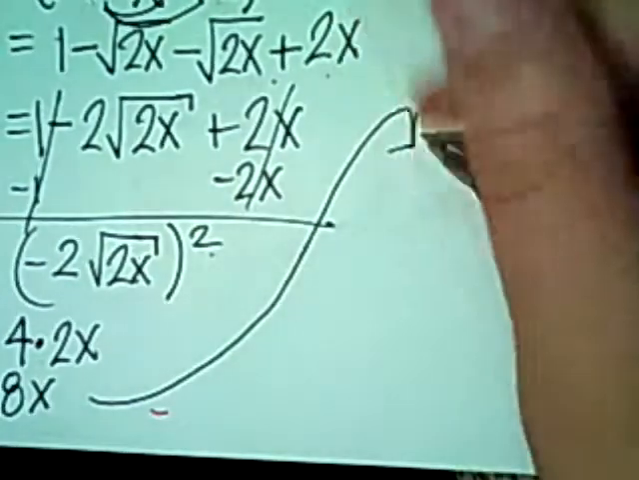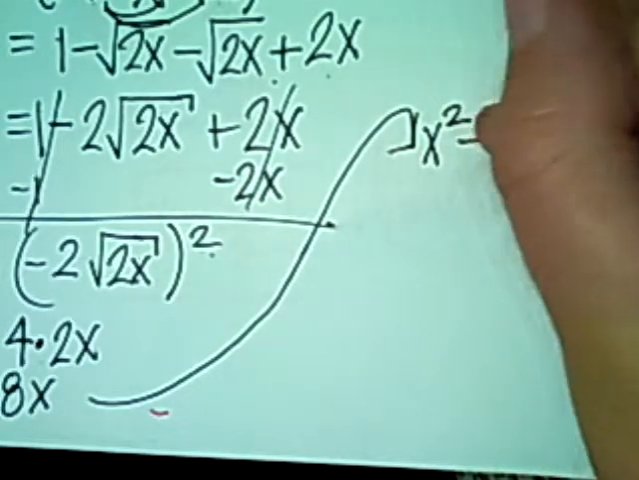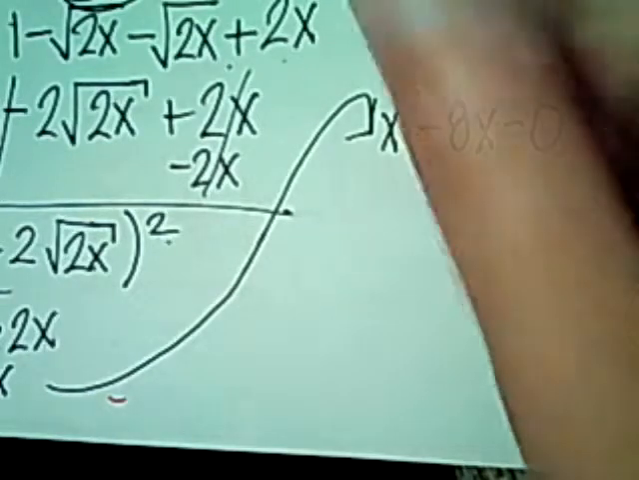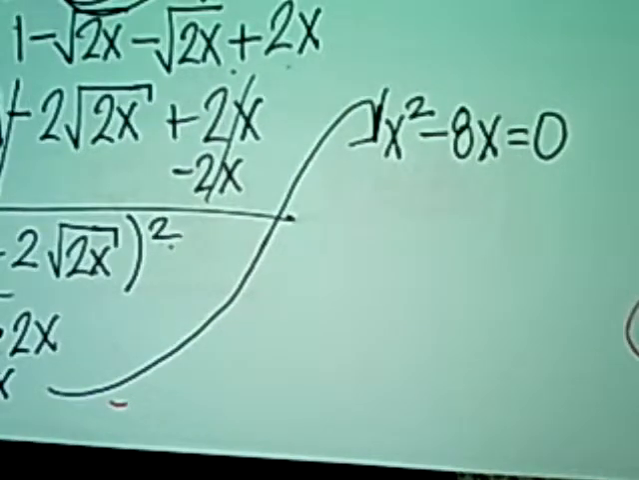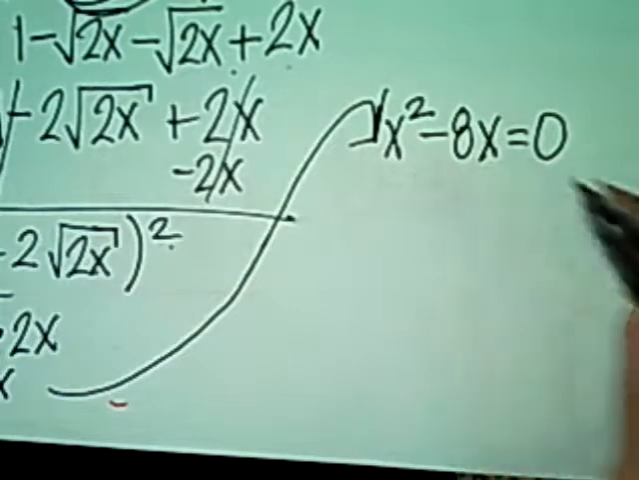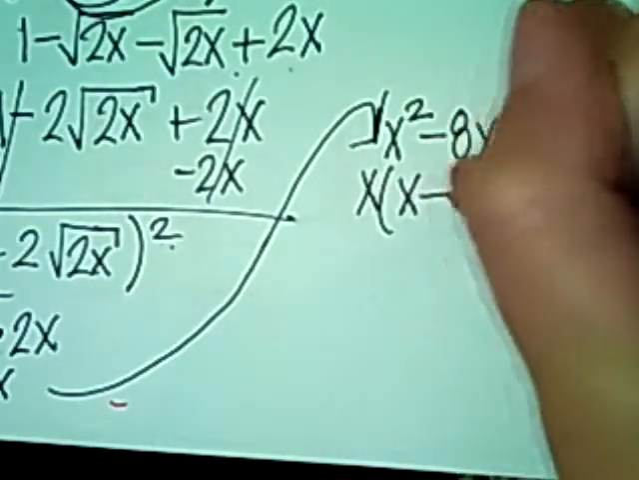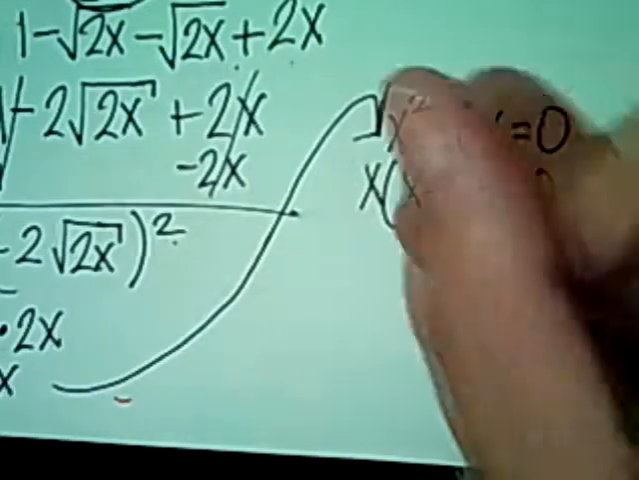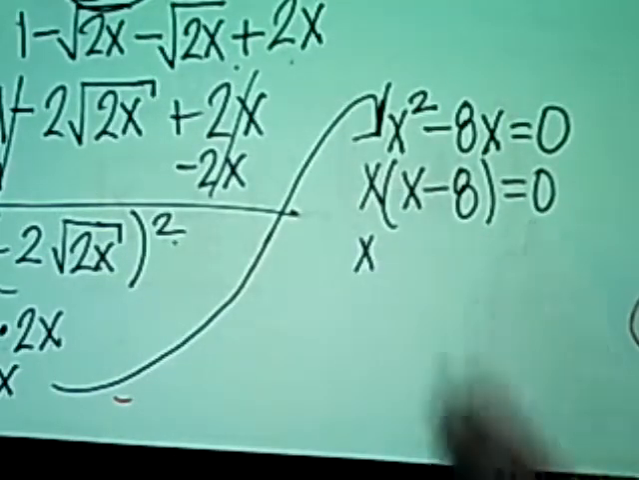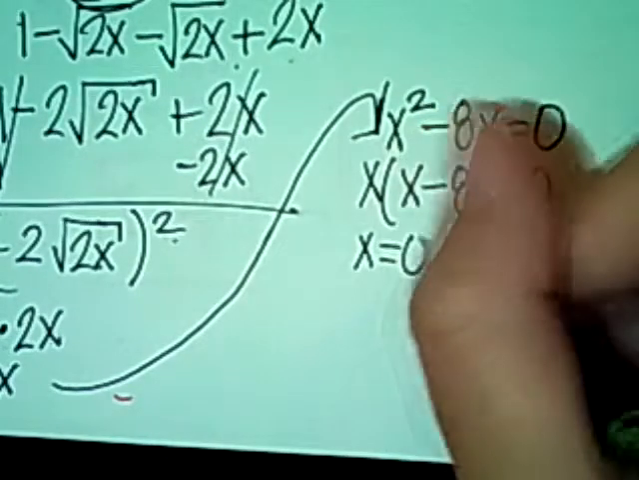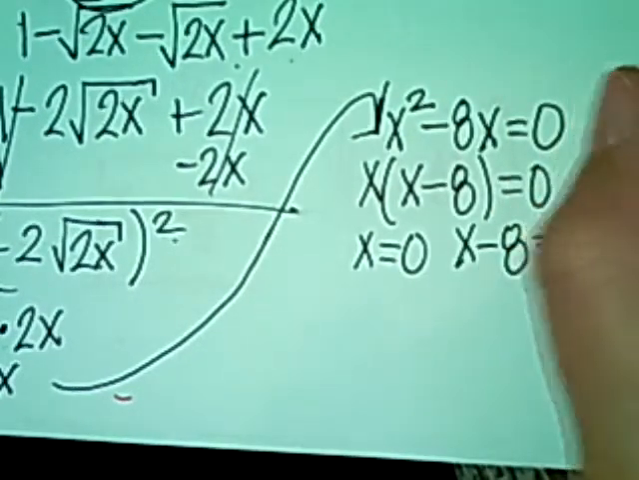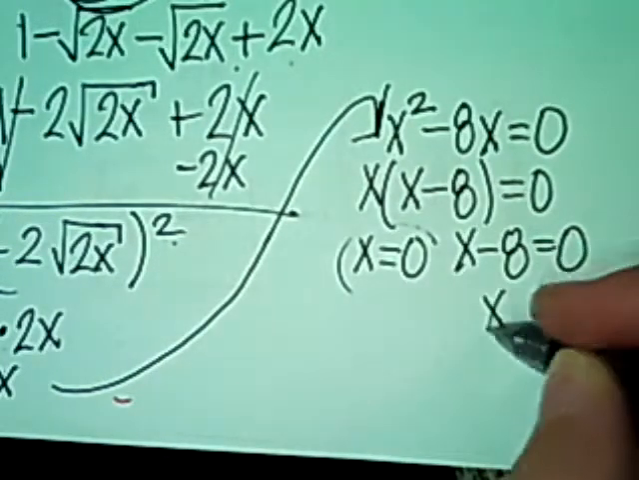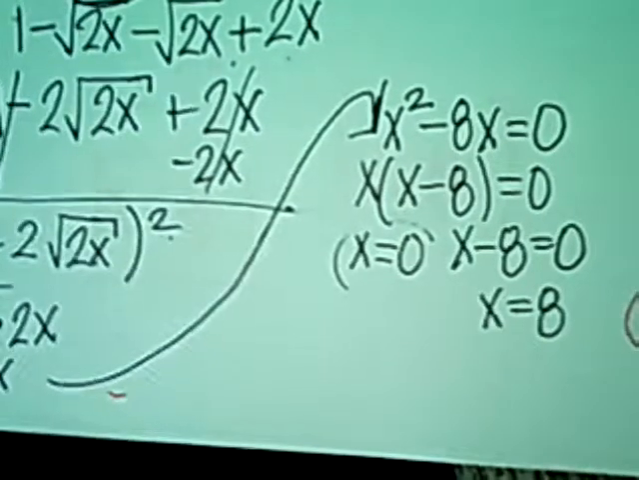I'm going to have x squared minus 8x equals 0. And then from here, remember when you factor, you always want to try to pull out a greatest common factor if you can. In this case, I can pull out an x. Then I would be left with x minus 8, which equals 0. Now you have two things being multiplied to equal 0, so you can set each piece equal to 0. So here's one answer. Now add 8 to both sides, you get x equal to 8.